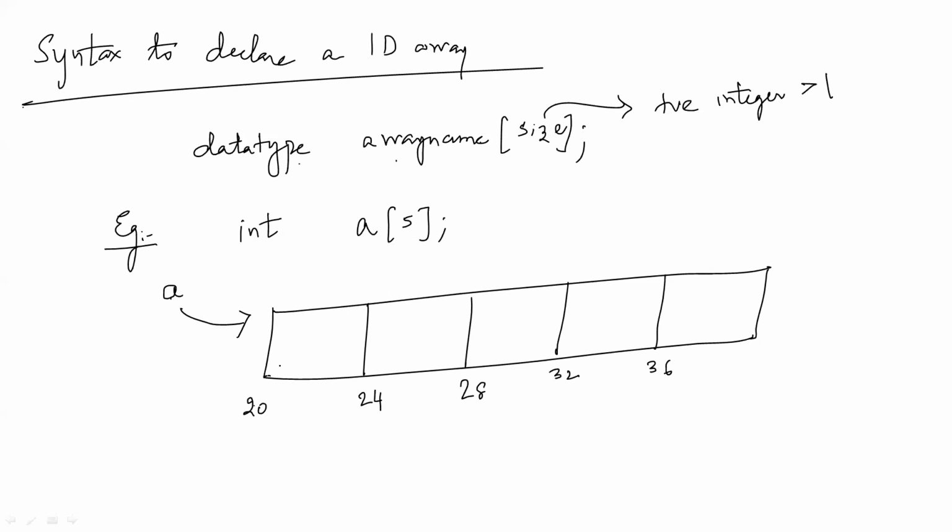Now, very, very important, sir. All 5 blocks together are assigned the name A. Means the first block's name is A, second block's name is A, third block's name is A, fourth block's name is A, and fifth block's name is A. I said int A of 5, so it will allocate 5 blocks of memory.